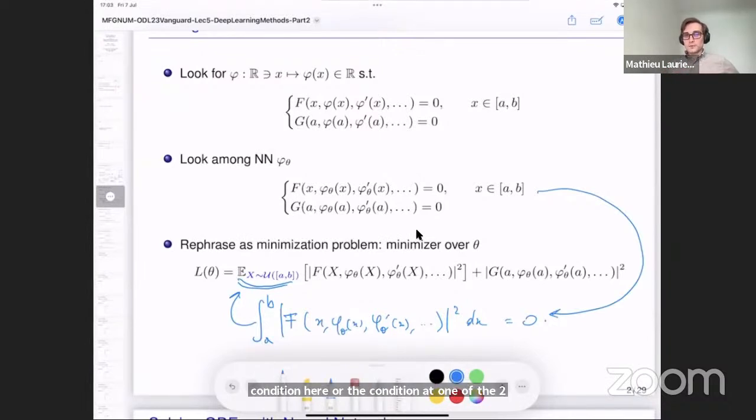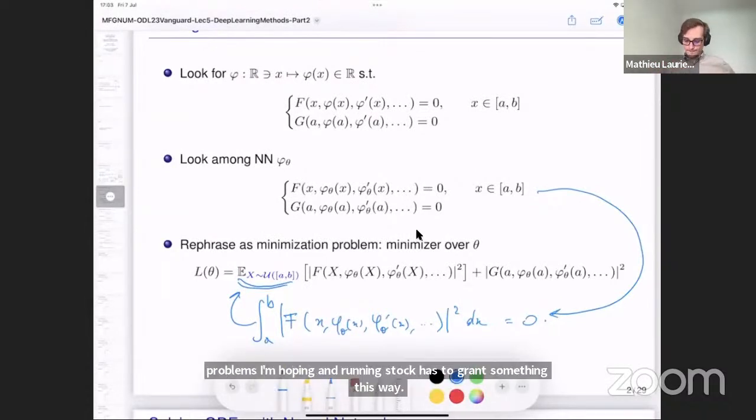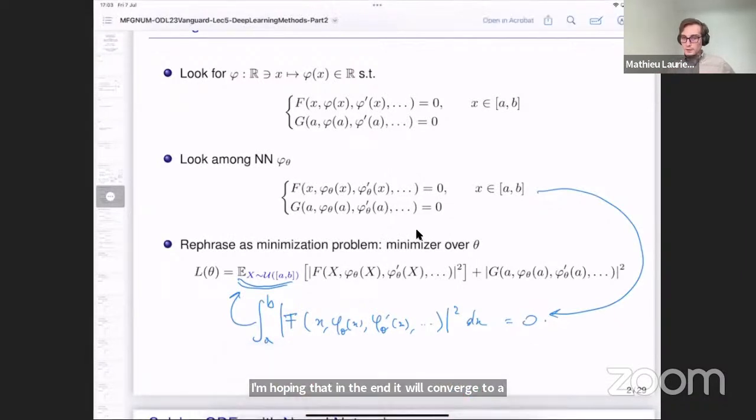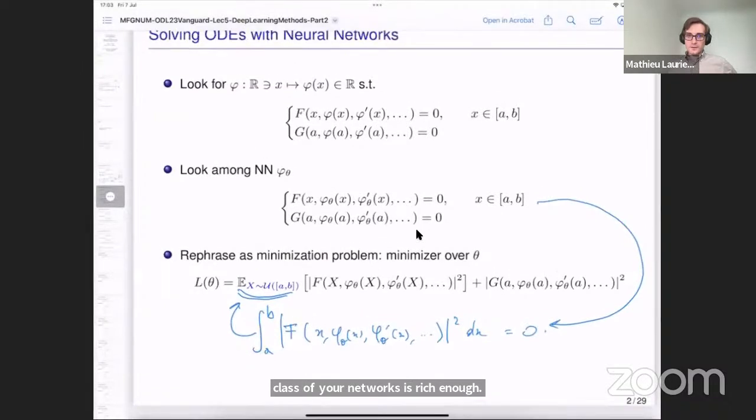And now I can use stochastic gradient descent. I'm going to sample points X, evaluate the function capital F, see if it is 0. If it is not 0, then I tune a bit the parameters, I pick another point and try again. And by picking many points, and running stochastic gradient descent in this way, I'm hoping that in the end it will converge to a minimizer. And hopefully the minimizer will be close to 0 if my class of neural networks is rich enough. I hope this makes sense. Any questions here?